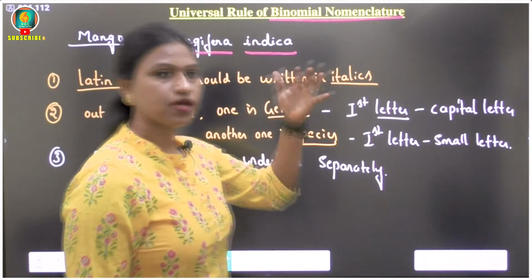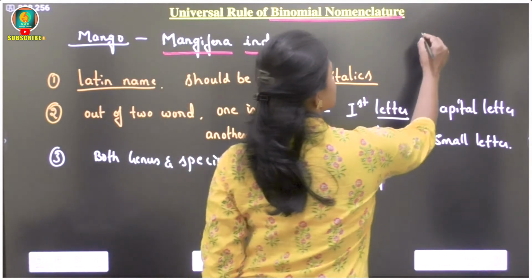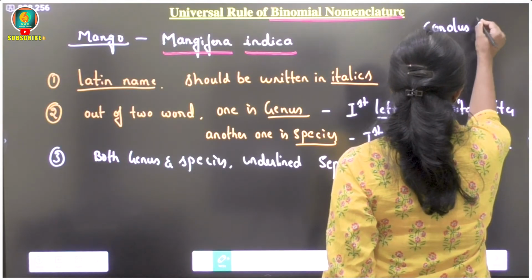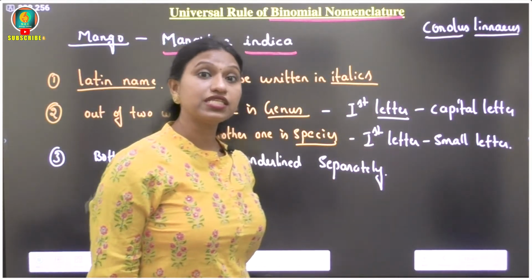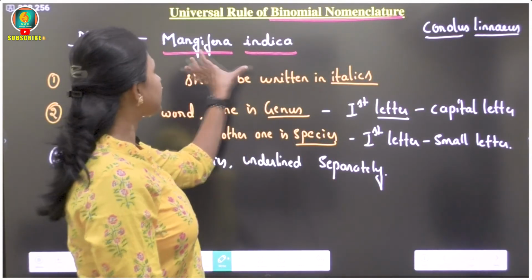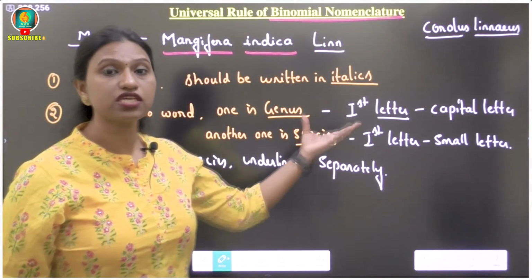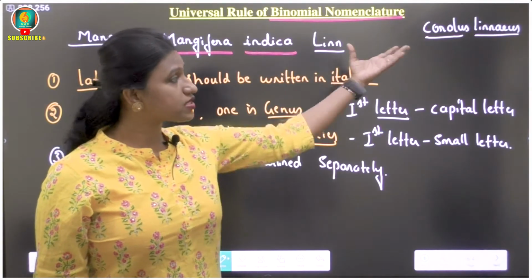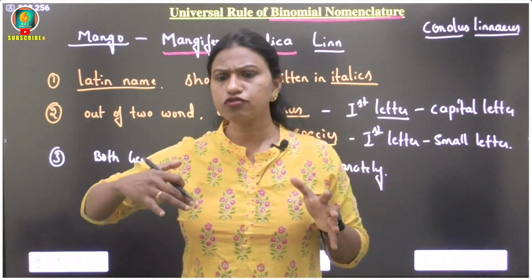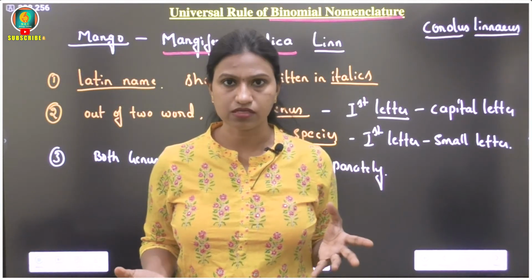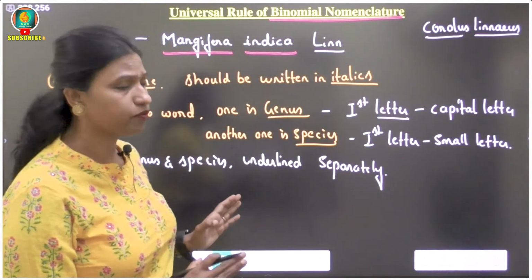The binomial nomenclature system was introduced by a scientist called Carolus Linnaeus. That's why in some cases the scientist's name also comes at the end. For example, if I write Mangifera indica Linn., here Linn indicates the scientist who discovered its name, Linnaeus. Carolus Linnaeus even wrote a book called Systema Naturae. In that book he introduced the names of many animals as well as plants. That book was published and became very popular. So these are a few important points you have to remember.